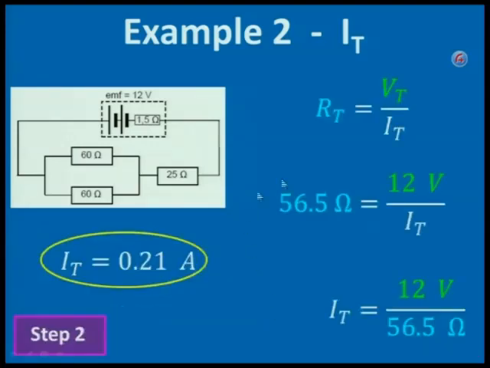Now we can get back to the final question. R is V over I. The total resistance we just calculated to be 7 ohms. The volts is 12 volts.